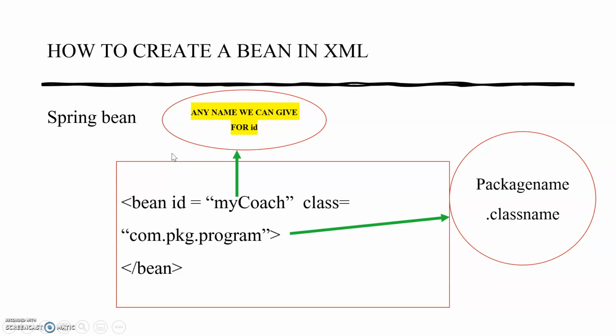In the previous session we discussed what is IOC, what is ApplicationContext and what is BeanFactory. In this session, we are going to discuss how to create a bean in XML and what is a Spring Bean. A Spring Bean is similar to an object in Java. So we will be creating an object. For example, Coach c = new Coach.